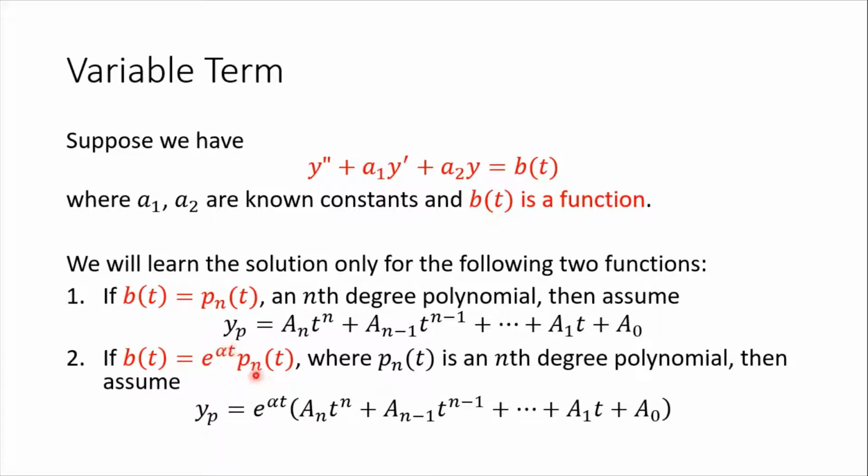And the second one, if we have exponential times polynomial, or it can be just exponential, then the solution that we assume will be the same exponential, but of course with different coefficients, and the coefficients we want to find.